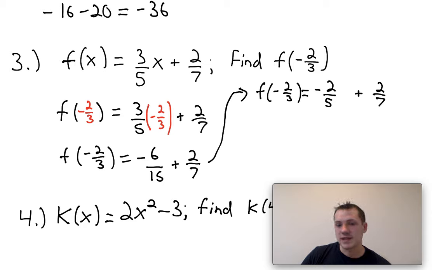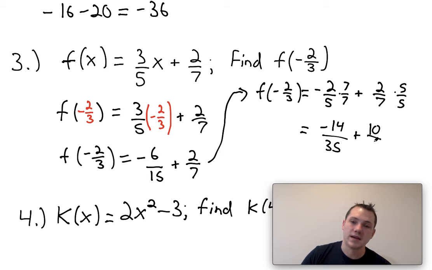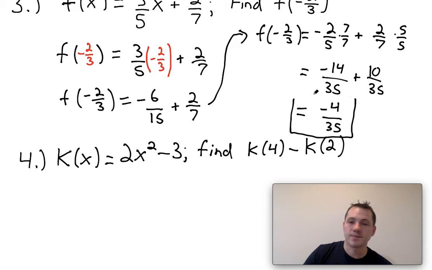Once again, I have to find the least common denominator of 5 and 7, so I multiply this by 7/7, and I multiply this by 5/5. So this is going to give us -14/35 plus 10/35. Adding straight across the top and straight across the bottom stays the same. So -14 plus 10 is going to be -4 divided by 35, and that would be our answer.